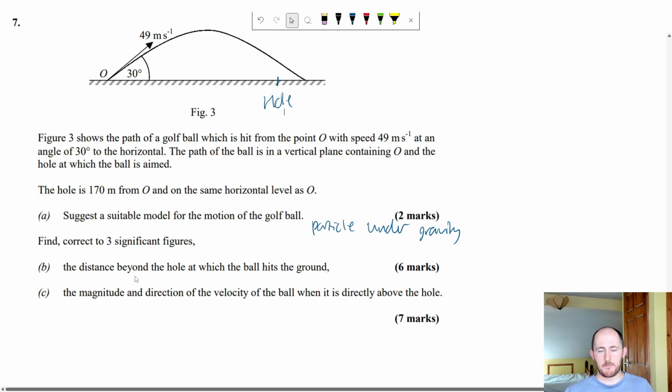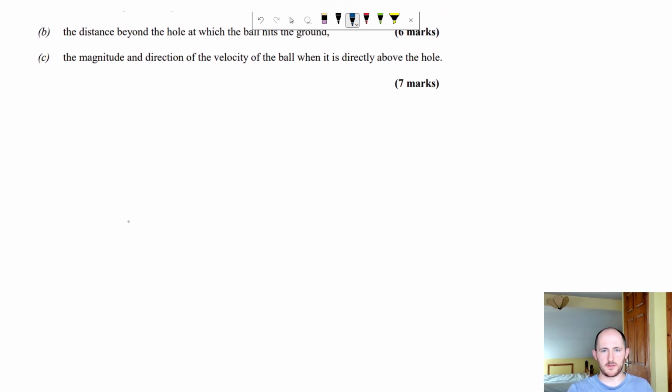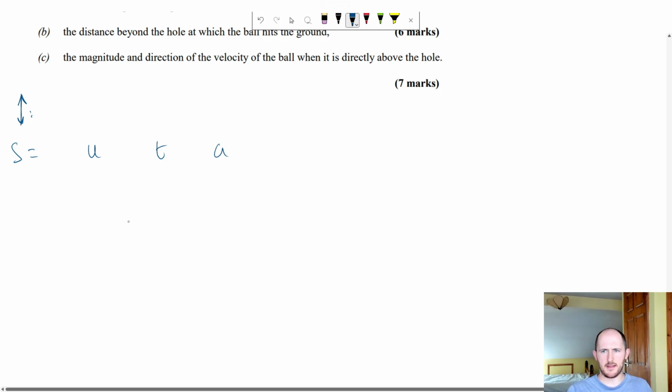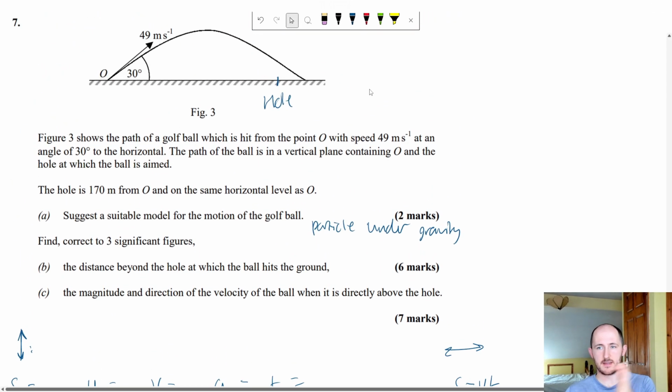So essentially, we do care about the distance beyond the hole, but what we're trying to look for is how far the ball travels from the initial starting position. So again, what we're going to do is look vertically, and we have V, A, and T. And once again, when we do the horizontal components, we're basically just looking at S equals V T.